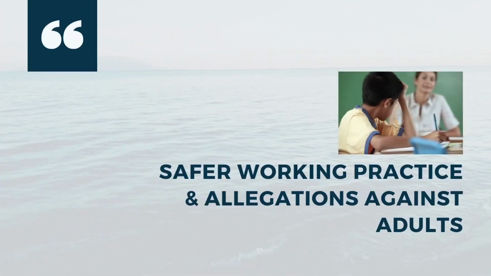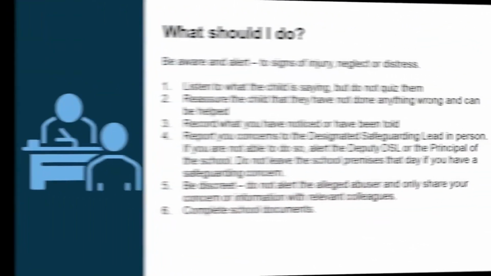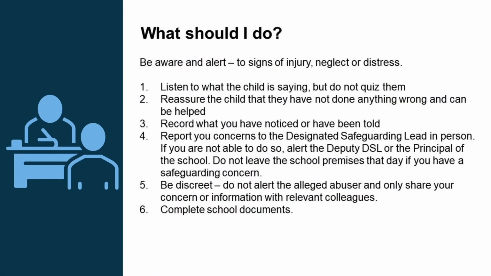We will now look into safer working practice and allegations against adults. What should I do? Be aware and alert to signs of injury, neglect or distress. Listen to what the child is saying, but do not quiz them. Reassure the child that they have not done anything wrong and can be helped. Record what you have noticed or have been told.